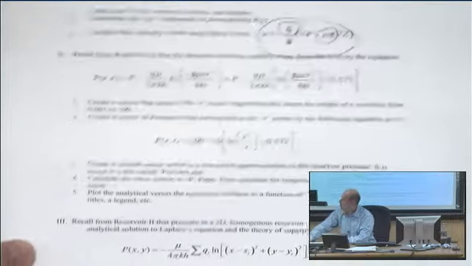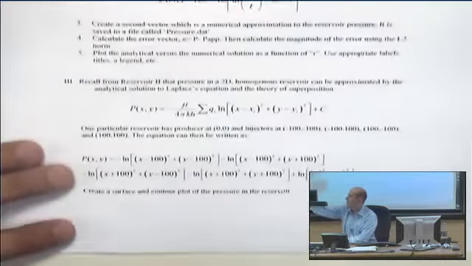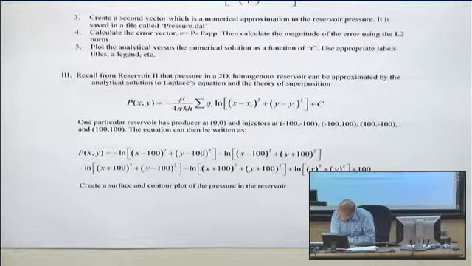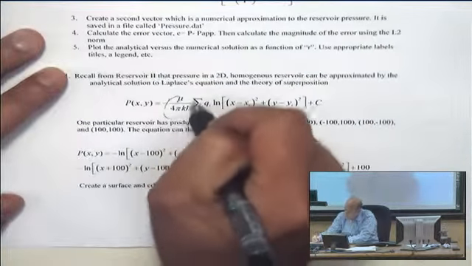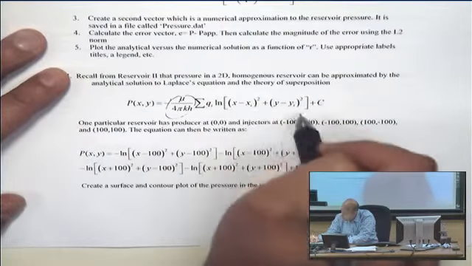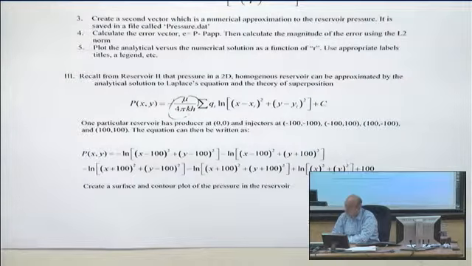Okay, so the last thing we want to do is recall from Reservoir 2 that a pressure in a 2D homogeneous reservoir can be approximated by an analytical solution of Laplace's equation and the theory of superposition. So what you had is this summation here. This is mu divided by 4 pi kh. These are rates. And then your xi, yi are the positions of your wells. And that's what your pressure field looked like.